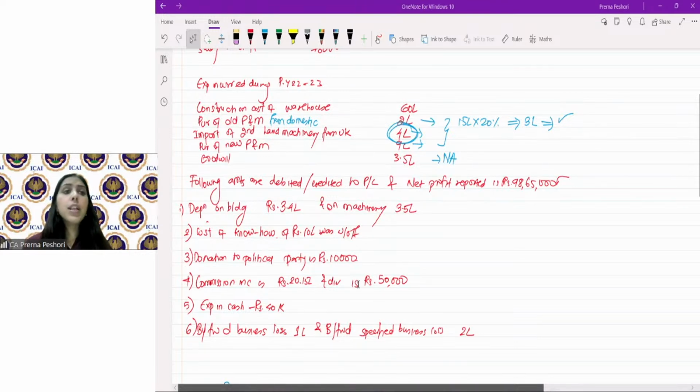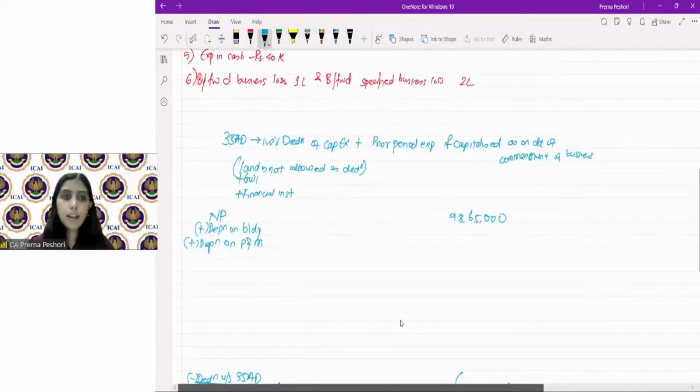Janvi, purchased goodwill, not allowed. Goodwill is not allowed as deduction here. Goodwill, financial instrument and land. Depreciation, not allowed. Yes, Kaushiki, correct. Add back 3.5 lakh. Fine.